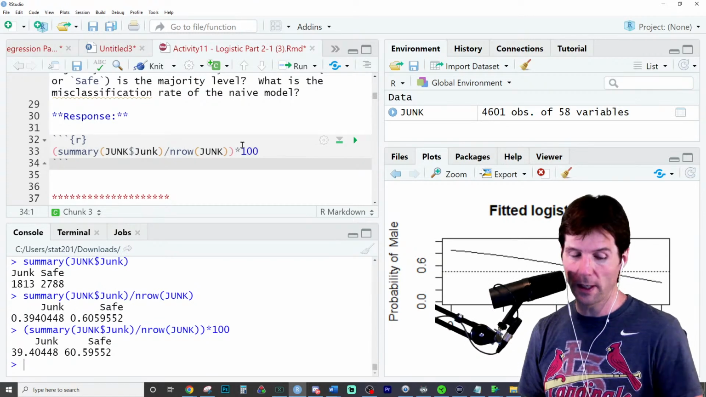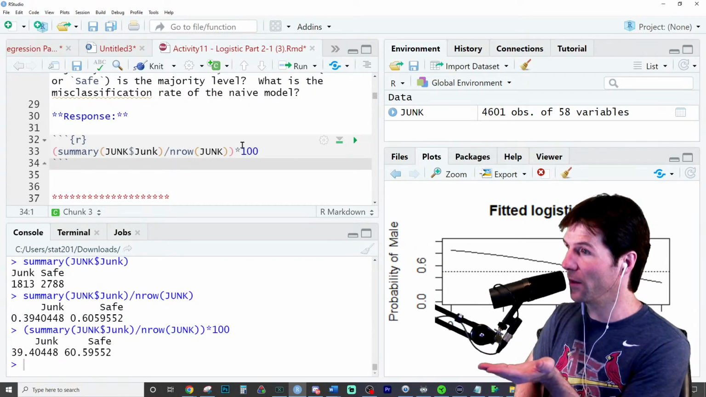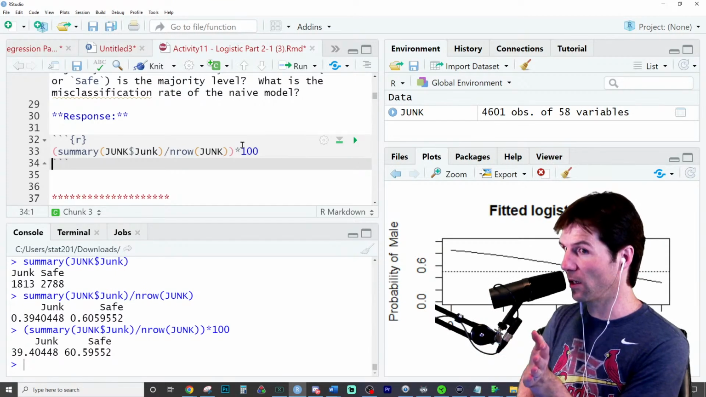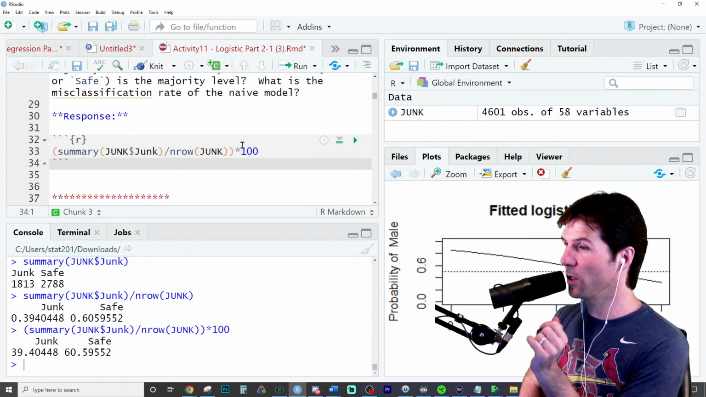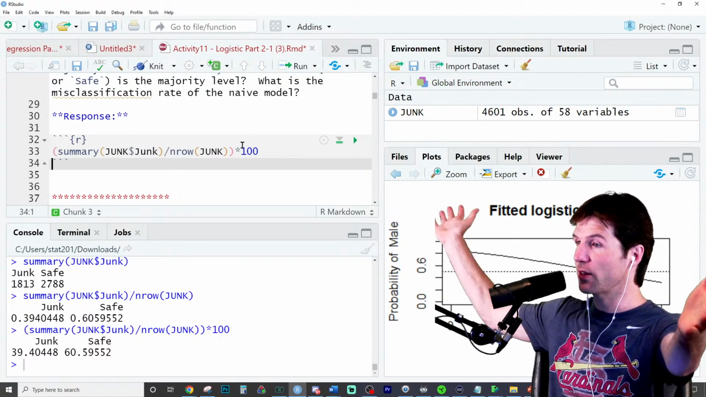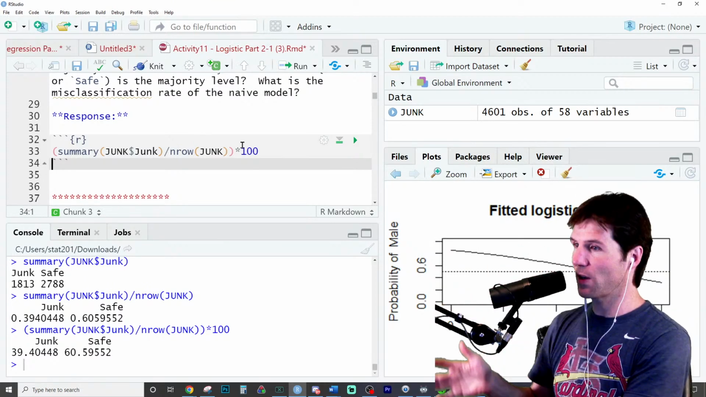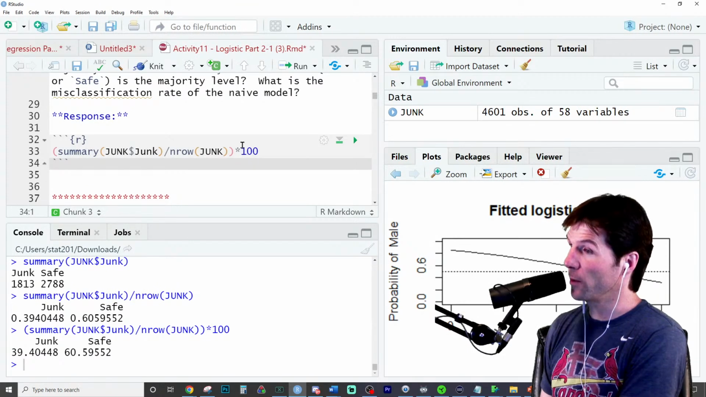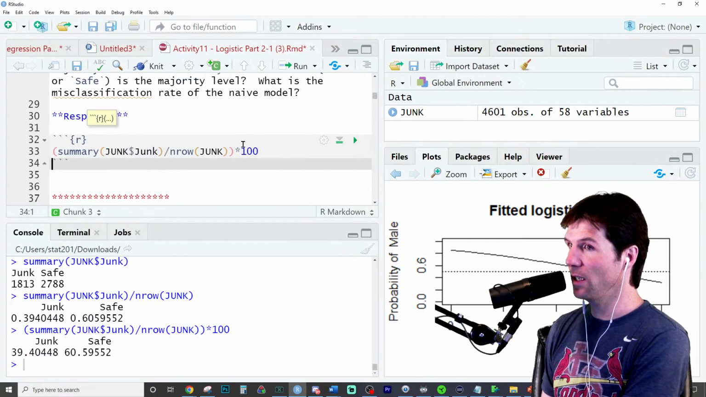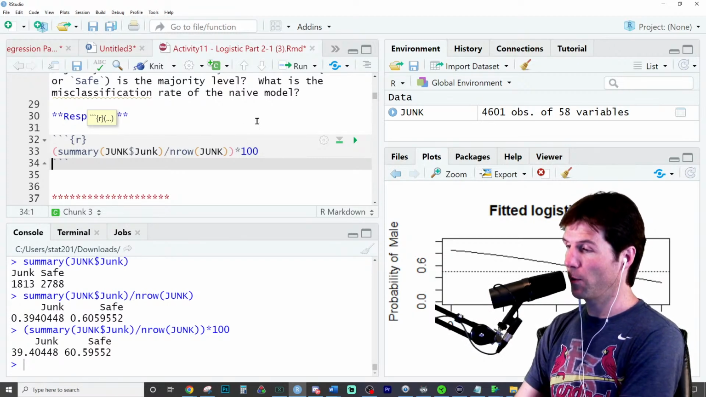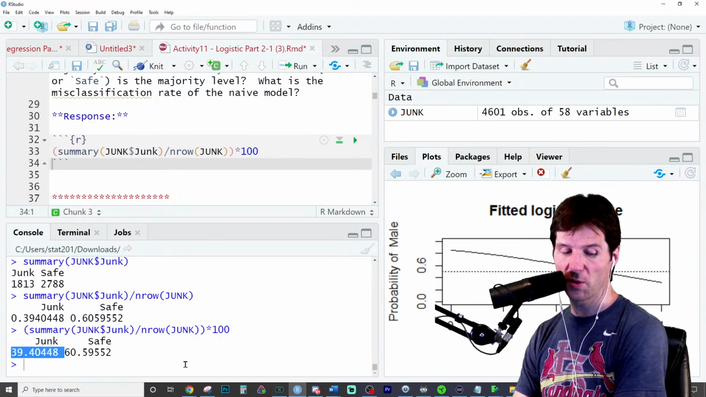So when we do this right here, we can actually get the probability based on the naive level, or the naive model, which is going to predict all emails are safe. So what percent of the time would the naive model be wrong? Because the naive model is going to say, everything's safe. All email, that one's safe, that one's safe, safe, safe. The naive model will be wrong on 1,813 emails, and it'd be wrong on what percent? About 40, right? 39.4%.